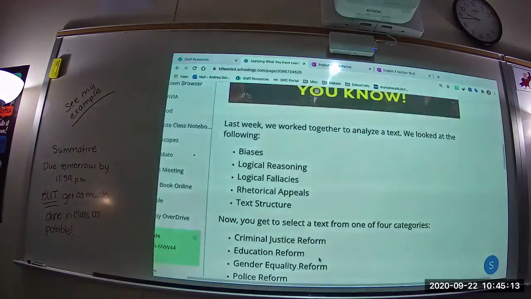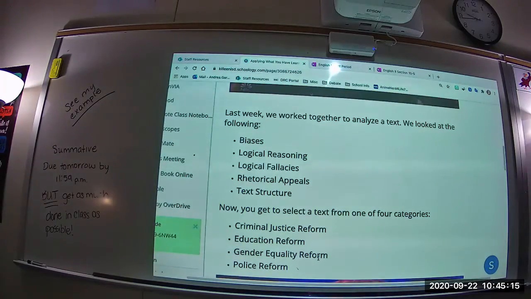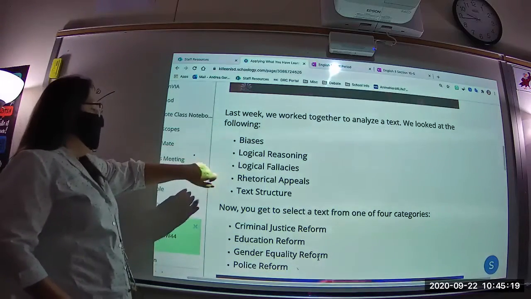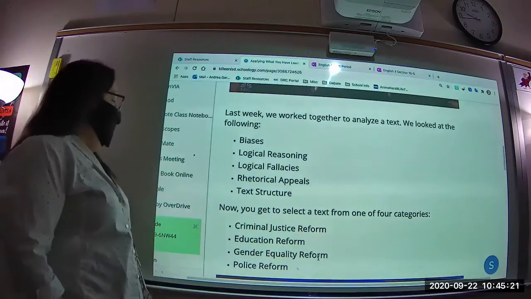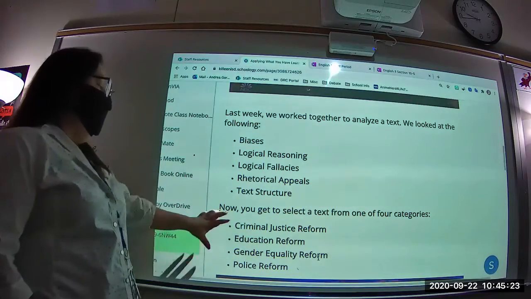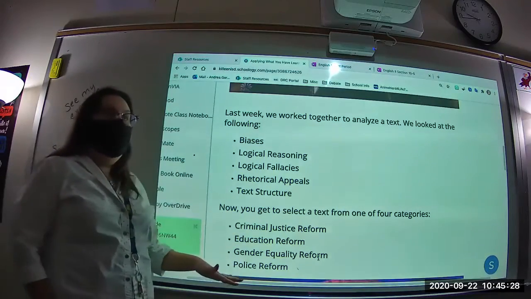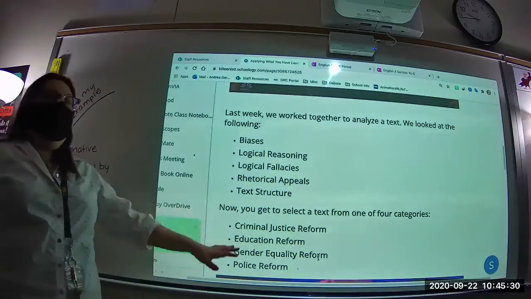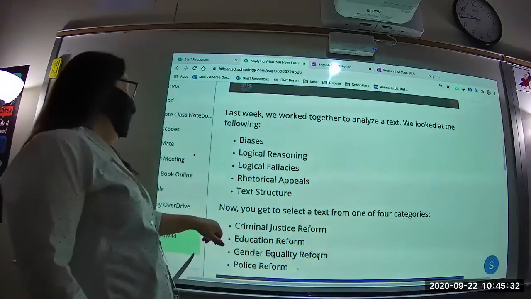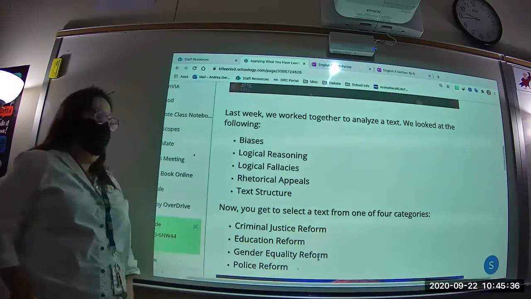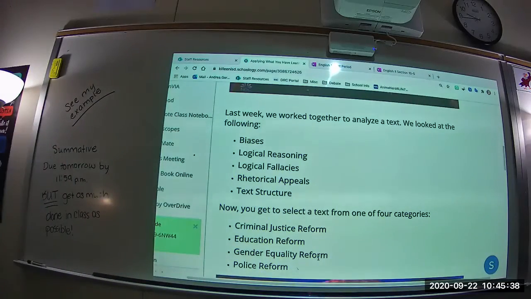Okay, so last week we worked together to analyze the text. We looked at the following, which is biases, logical reasoning, logical fallacies, rhetorical appeals, and text structure. So now you're going to choose a text from one of these four categories. When you see it in OneNote, they're not divided up this way, but just know that these are the four categories that they're talking about: criminal justice reform, education reform, gender equality reform, and police reform. Okay?